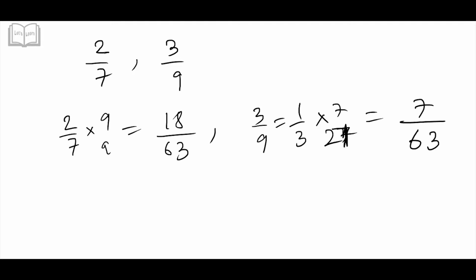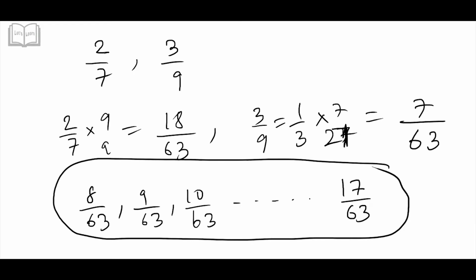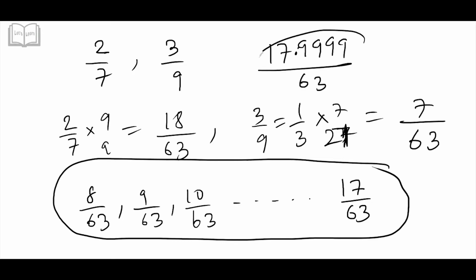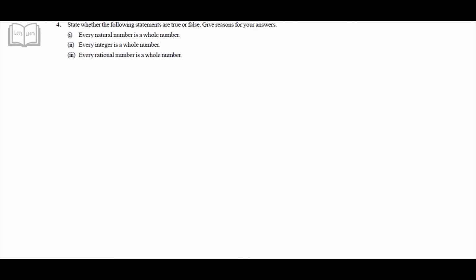To find numbers between these two numbers, what we can do is take 7 and 18 as numerators. So 8 by 63, 9 by 63, 10 by 63, and so on till 17 by 63, all will lie between 2 by 7 and 3 by 9. Even 17.9999 divided by 63 will also lie between 2 by 7 and 3 by 9. This should be clear to you all. Okay, fine. So let's jump into the next problem.